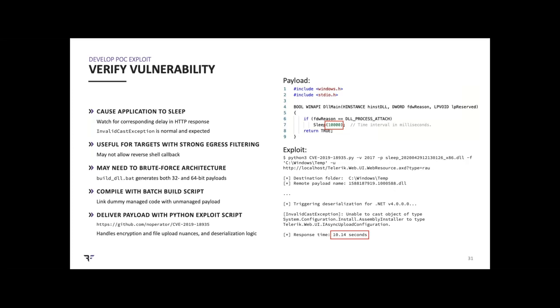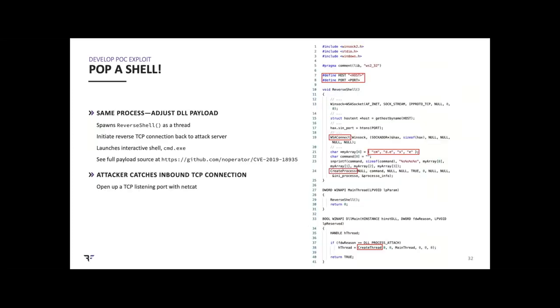You can see here on the bottom right of the screen, we get a delay of 10 seconds, which indicates that this thing is processing our arbitrary code. And now, instead of causing it to pop a message box or sleep, we're going to craft a different payload that'll cause this thing to spawn a thread and launch an interactive shell and connect us to it via a reverse TCP connection.